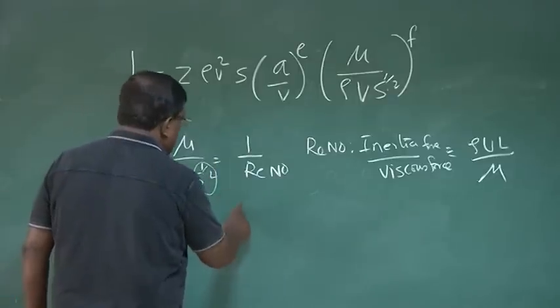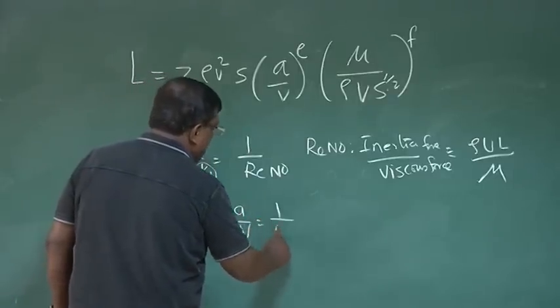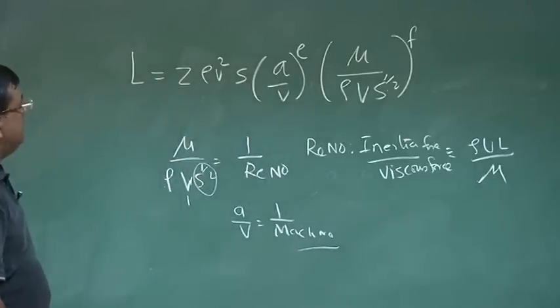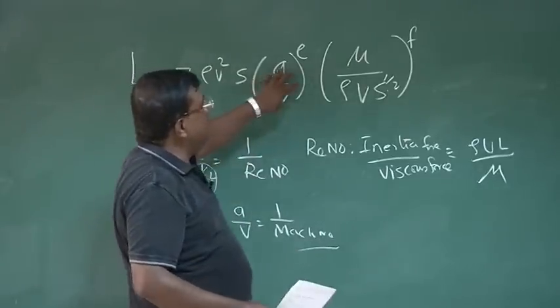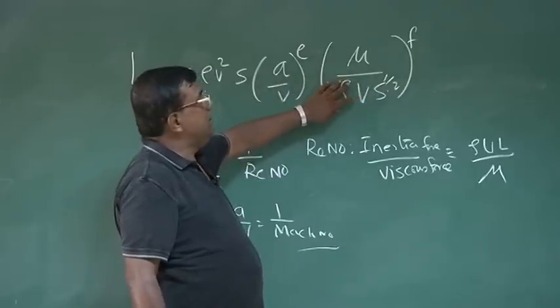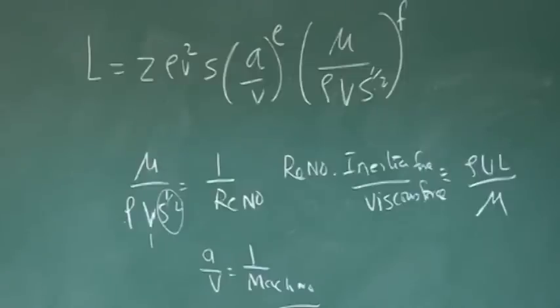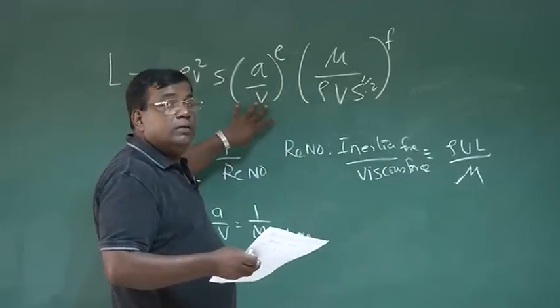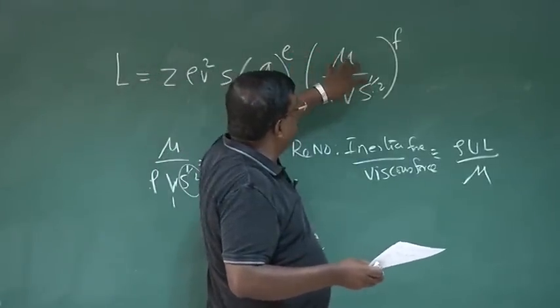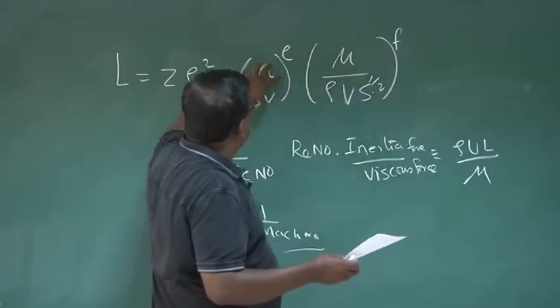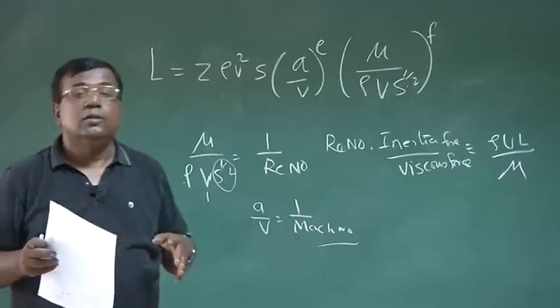Also we identified here A by V is 1 by Mach number. So the message here is there are two non-dimensional numbers which are to be used to reduce your number of testing and adding better value in the interpretation of the whole of this modeling. When I talk about this as a Reynolds number, I understand this is inertia to viscous force. When I talk about A by V, I understand it is with the Mach number.